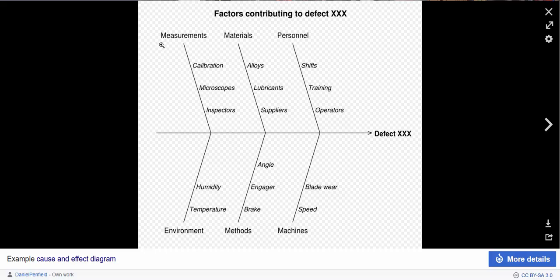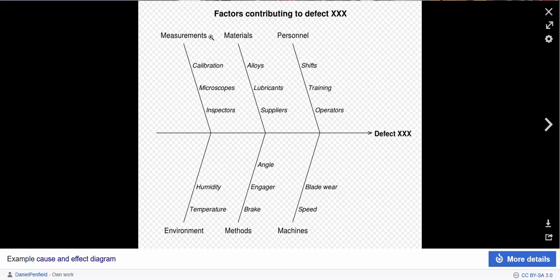So it could be the measurements. Maybe we didn't measure correctly. Think about, I watch a lot of the DIY channel, when they put countertops in, the soapstone or butcher block, it has to be exactly correct. It has to fit. So it could be the measurements, the materials, the personnel, the environment, the methods, the machines. And then you start breaking it down. You don't have to have necessarily the same number. Here they had 3, and these others they had 2.